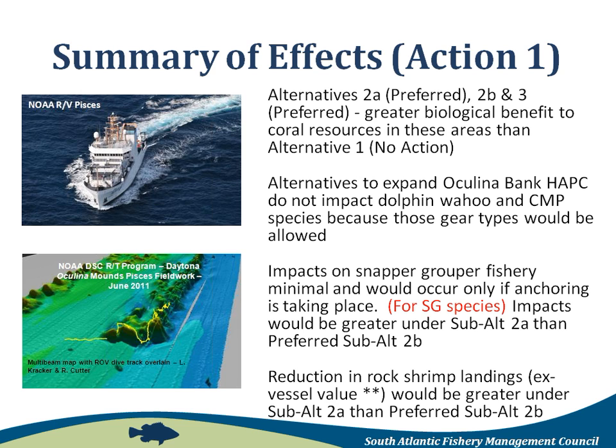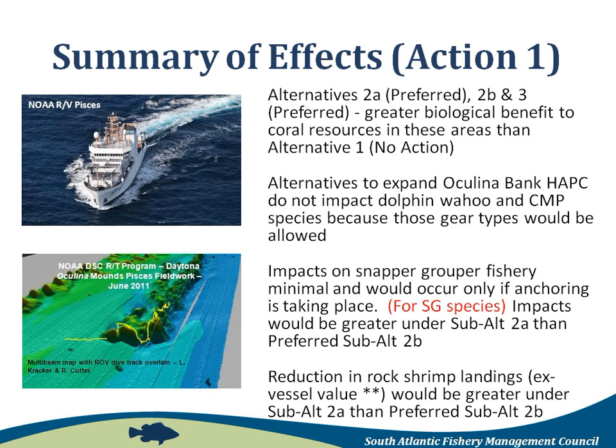If you look at the summary of effects under Action 1, there is a greater biological benefit to the coral resources in all of the alternative areas than what's identified under the no action alternative. The alternatives to expand Oculina Bank do not impact dolphin and wahoo and coastal migratory pelagic species because those gear types would still be permitted within the HAPC. So there would be no restriction to those fisheries here.